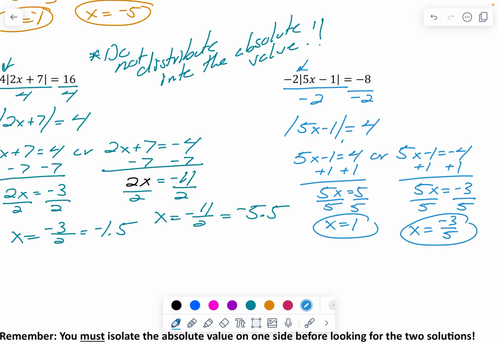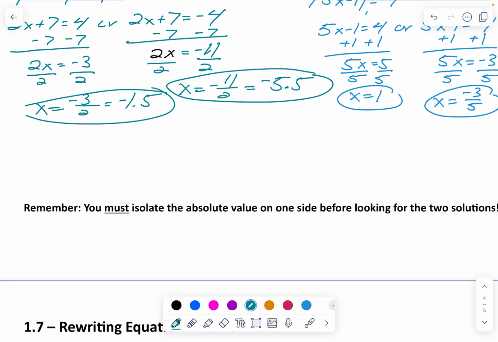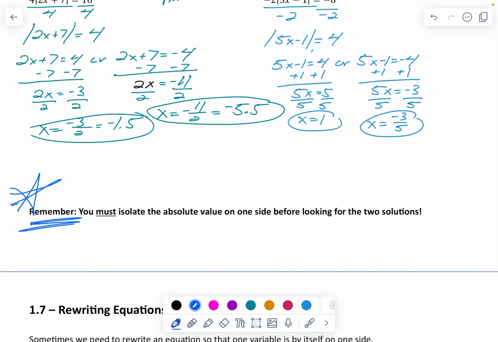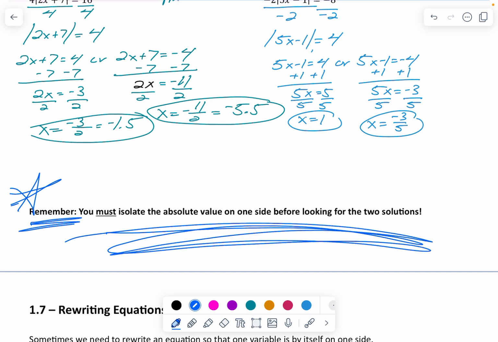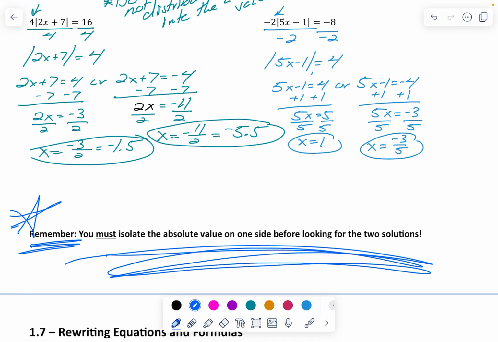When we find our two solutions, it's not always perfect, right? Because when we consider the positive answer and the negative answer, things don't always work out perfectly. But that's to be expected. So again, the most important thing we learned today is right here. Remember, you must isolate the absolute value on one side before looking for the two solutions. So please remember that. Students have a problem with that. So if you do that, you should be fine.